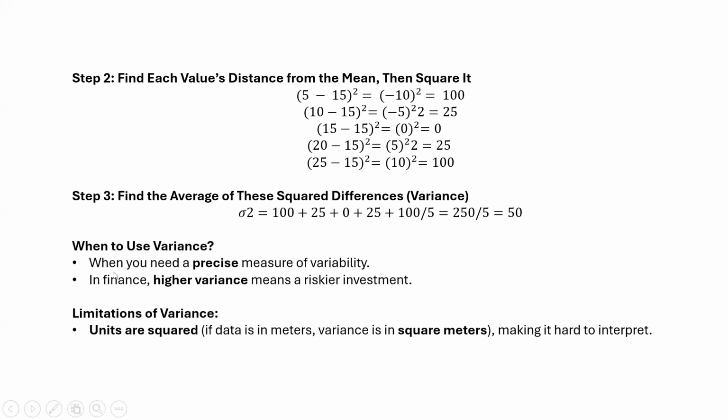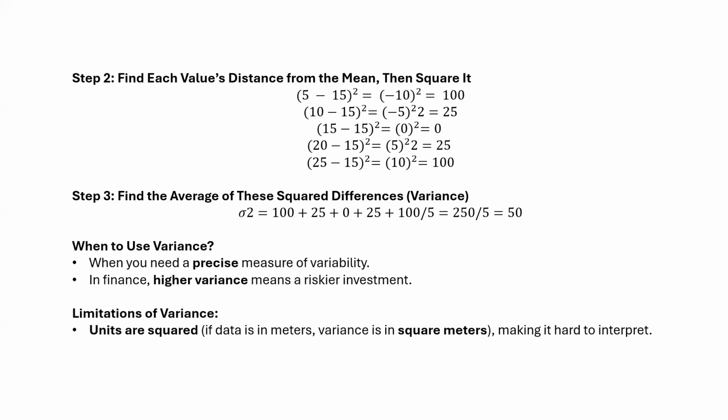Yeah. So when can we use the variance? As I told you, we have one more measure of dispersion, but that was not that helpful because it was not giving us a precise measure of variability. But if you need a precise measure of variability, this is the best method. You can calculate the variance. It'll help you tell about the variability of a data set. So again, we can take an example of finance.